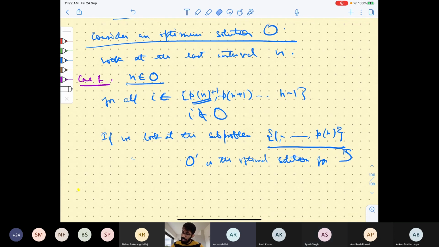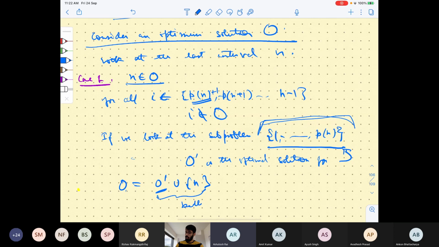Right now we are in a case where, if N is in O, then yes, we can say that O is equal to O prime union N. Why? Because otherwise you can do an exchange argument: if O prime was not in O, then O must have a subset of this, you replace that subset with O prime, and you get a better solution.